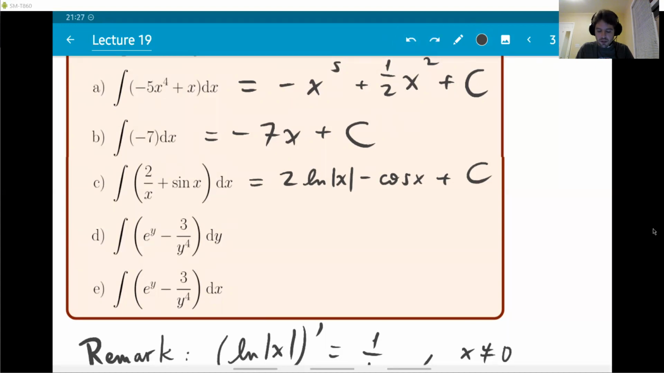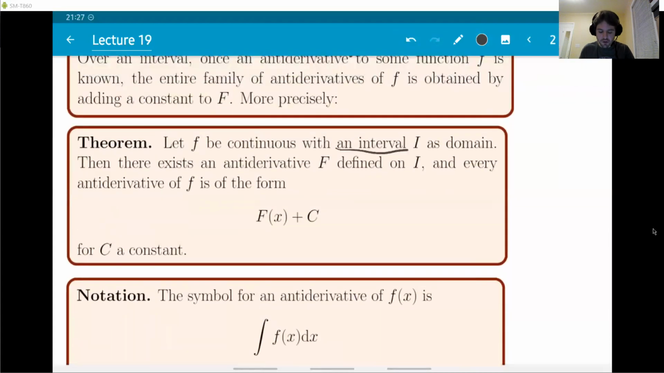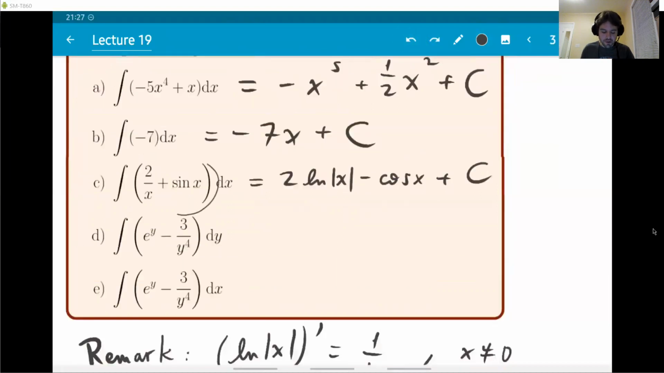I'm talking about, let me go back, the specification in the theorem that this has to be an interval as a domain. If nobody says anything about the domain of the function, you just assume it is an interval. And in this case, we don't know if it's the positive or negative x's. So we have an absolute value in there. Okay, so technicalities, but the important thing is to understand how to obtain these functions.